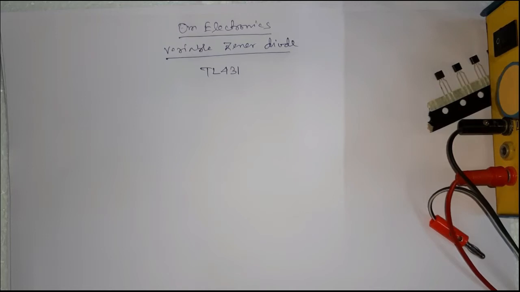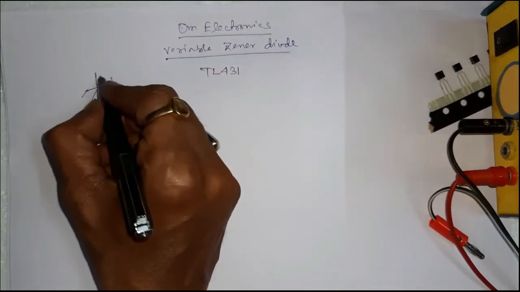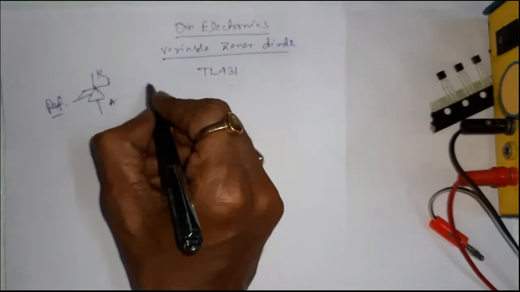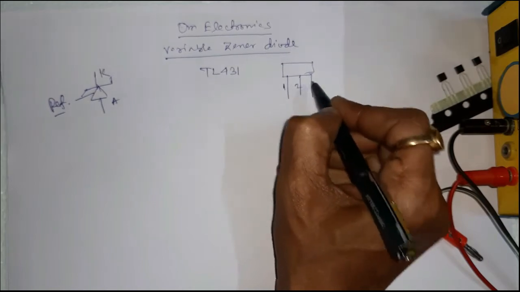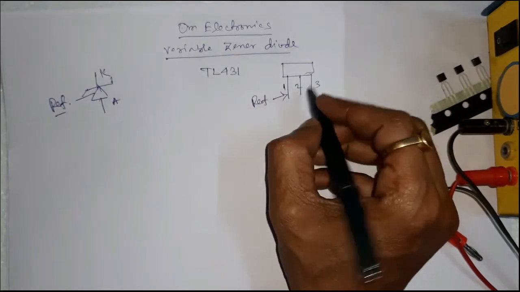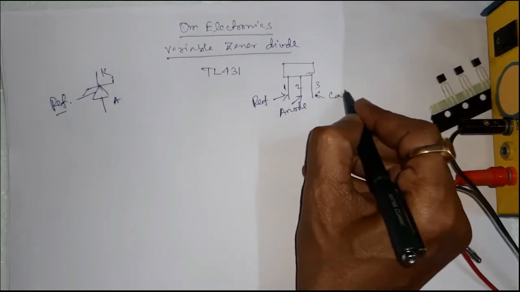This device exhibits a wide operating current range of 1 mA to 100 mA with a typical dynamic impedance of 0.22 ohm. So this is the symbol of TL431. This is the cathode, anode, and this is the reference terminal. The pin configuration is 1, 2, 3: pin number 1 is reference, pin number 2 is anode, and pin number 3 is cathode.